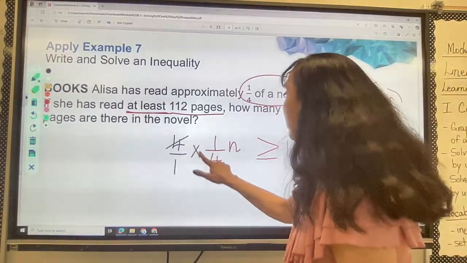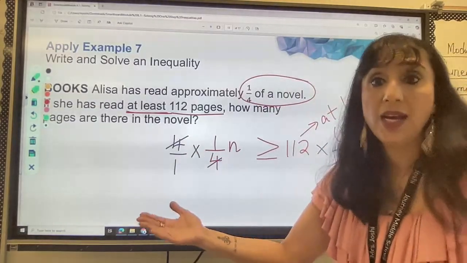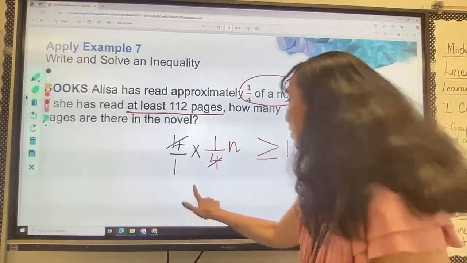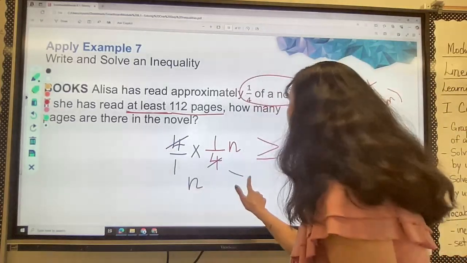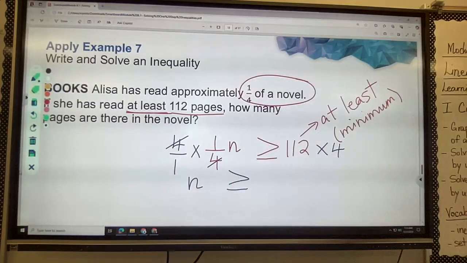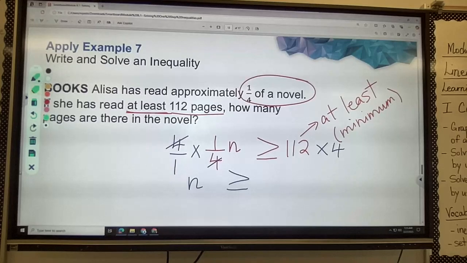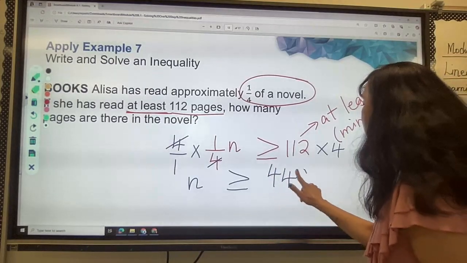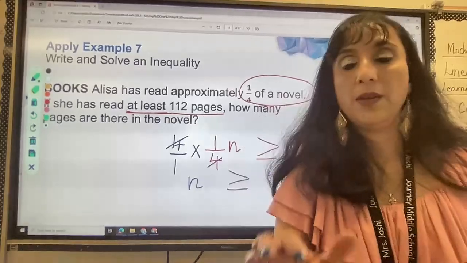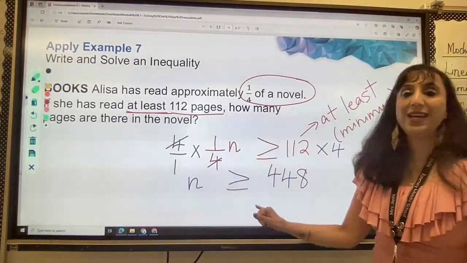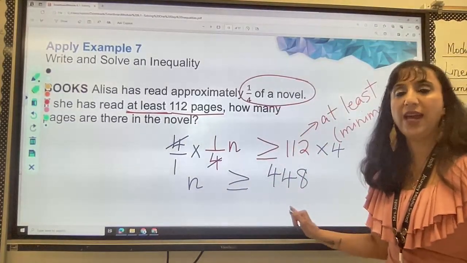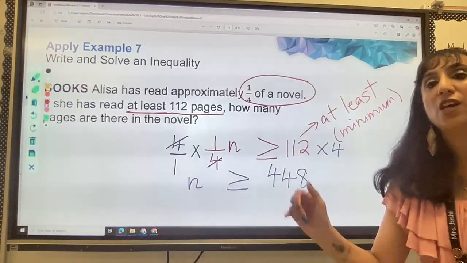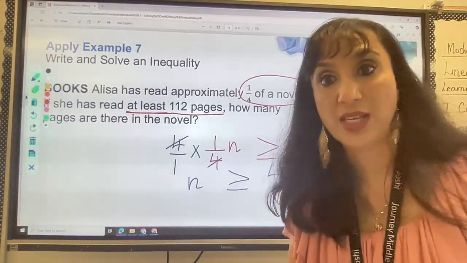So 4 divided by 4 gives me 1, and 1 times n is going to give me n is greater than or equal to 112 times 4, and I am going to get 448. So once again, there are at least 448 pages in that novel. And that's what this means.